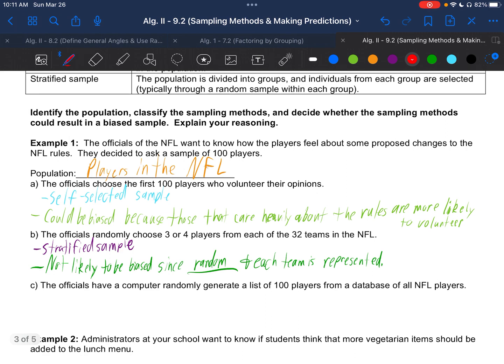C, the officials have a computer randomly generate a list of 100 players from a database of all NFL players. So this would be our simple random sample. It's like they were drawn out of a hat. In this case, it's just drawn from a computer. And this one's not likely to be biased either, because it's random. And once again, that's going to be the biggest deal in whether or not something's likely to be biased, is whether it was truly random or not.